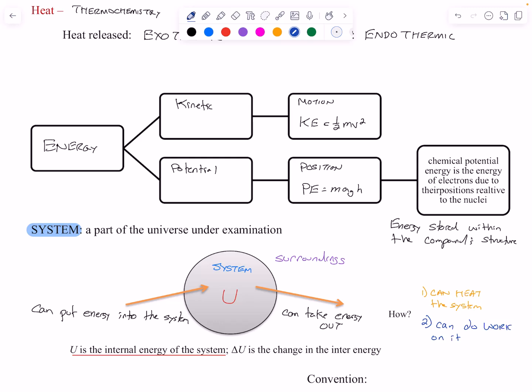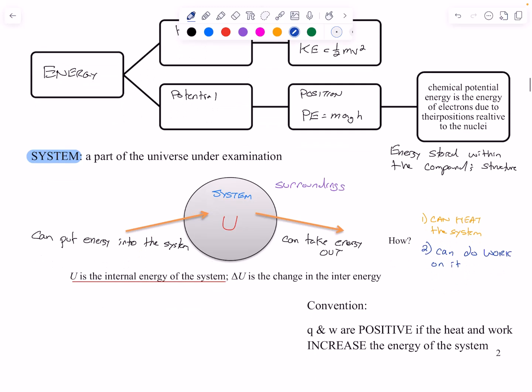Okay? All right? So now delta U is the change in internal energy. So what is delta U? Delta U, right, is going to be equal to the heat plus the work. The heat is Q, and the work is W. Heat and work. All right. Now, we're going to look at this through the lens of the system.